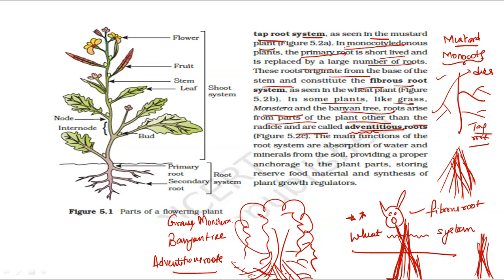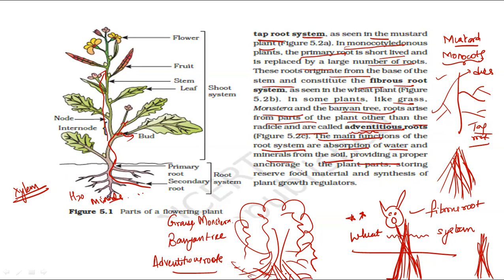Now coming to the functions of the roots. The main function of the root system is absorption of water and minerals from the soil. So you know that here there will be water and minerals. The root will take water and give it to other parts of the plant, and that happens through a plant tissue, xylem. So there is transport of water and also different minerals.